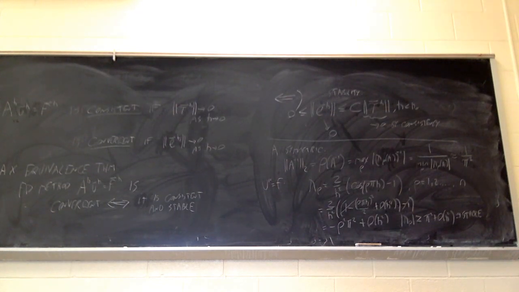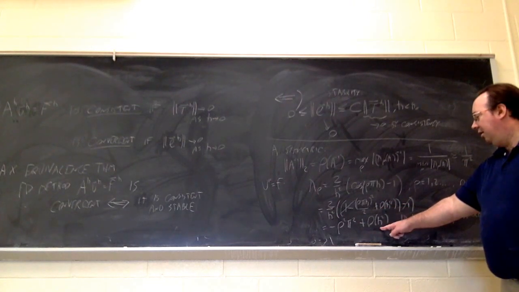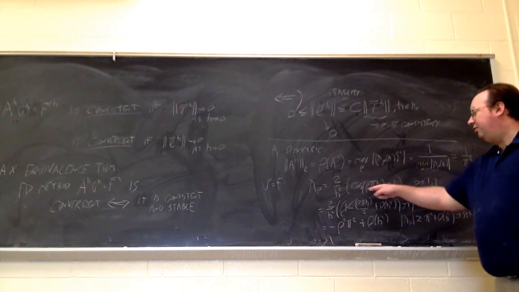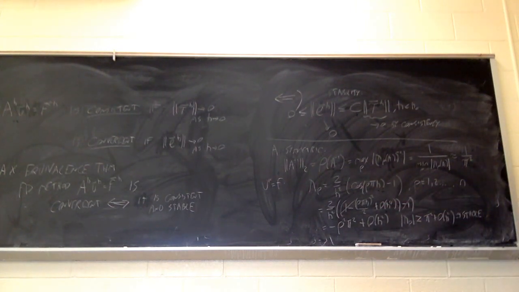What happened between the second to the last row and the last row? I'm sorry, from there to there. Here to here? Yeah. Oh, all I do is I replace cosine p pi h with its Taylor expansion.